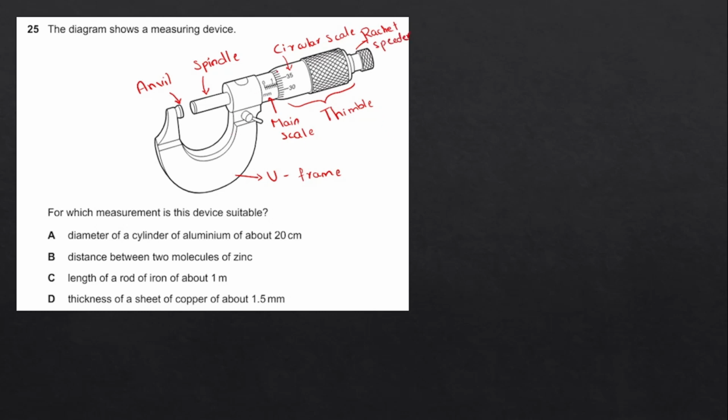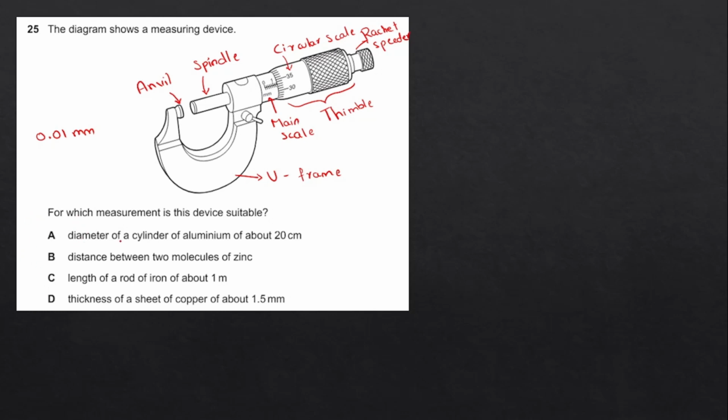Now, as you can see, the main scale is in millimeters, which means we can measure things which have a size of millimeters using a micrometer screw gauge. So millimeter, and the smallest value it can measure is 0.01 millimeters. This is also called the least count. Now let's look at the options we have.